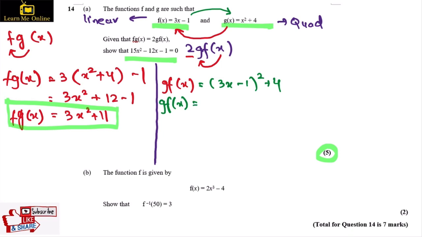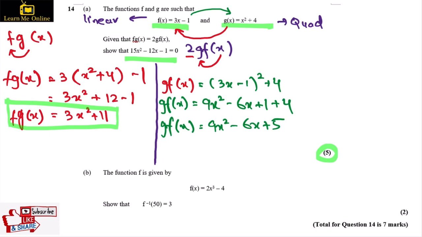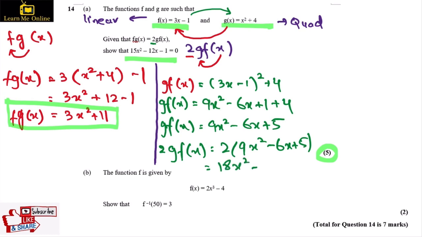So you're going to expand out the bracket, and expanding the bracket would give 9x squared minus 6x plus 1, and there's a plus 4 here. You do the simplification, then it would be 9x squared minus 6x plus 5. Because we have this 2 here as well, 2gf of x means you multiply the whole of it by 2. So 9x squared minus 6x plus 5, and when you multiply it by 2, it would be 18x squared minus 12x plus 10.